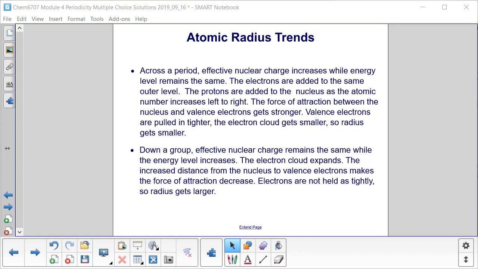Down a group, the effective nuclear charge remains the same while the energy level is increasing. An increase in energy level expands the electron cloud. The increased distance from the nucleus to the valence electrons makes the force of attraction decrease. Electrons are not held as tightly, so the radius gets larger.